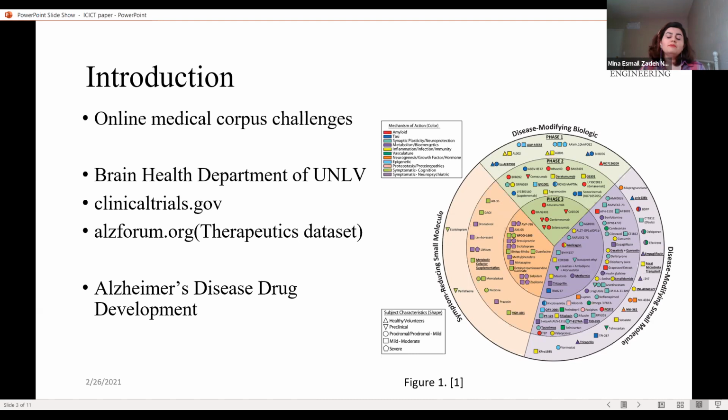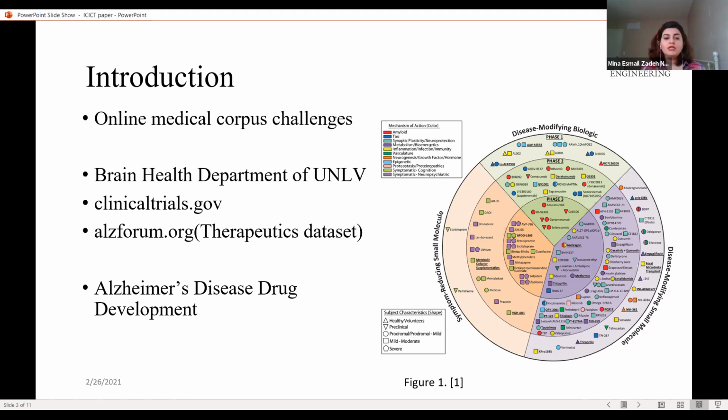data sets. There's a group in the brain health department of our university, UNLV. And what they are doing is writing an annual report on Alzheimer's drug progression, because this progression is slow and they need to keep track of it. They are collecting data from the clinicaltrials.gov website and the alzforum.org website, especially therapeutics data sets, and putting them together.